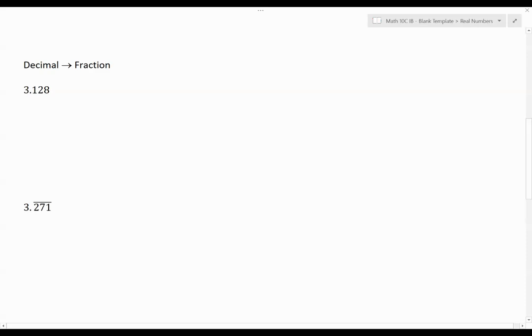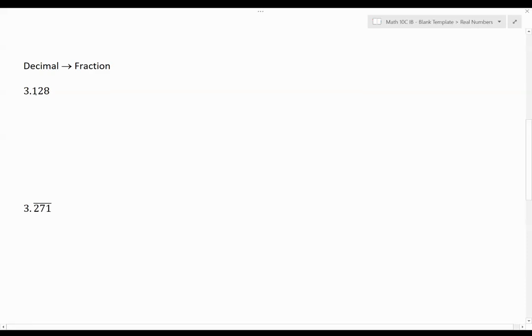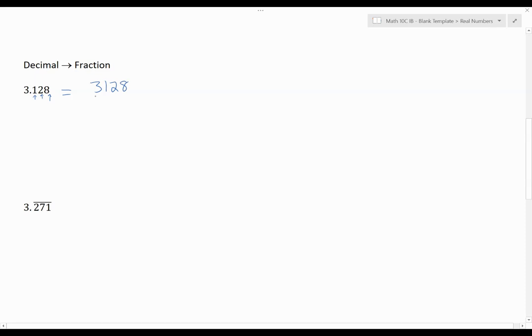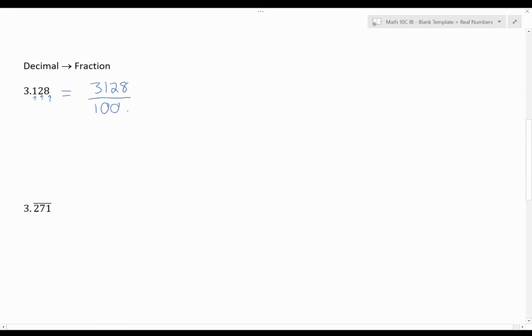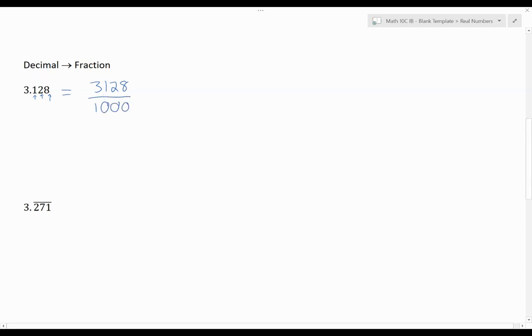If it's terminating, then I simply need to know how many places I have. So this is the 10ths place, the 100ths place, and the 1000ths place, which means this is simply 3128 out of 1000. That isn't sufficient as an answer. That obviously is the answer, but what I want to know is what is that as a simplified fraction. So I want it dividing out all of the possible common factors.